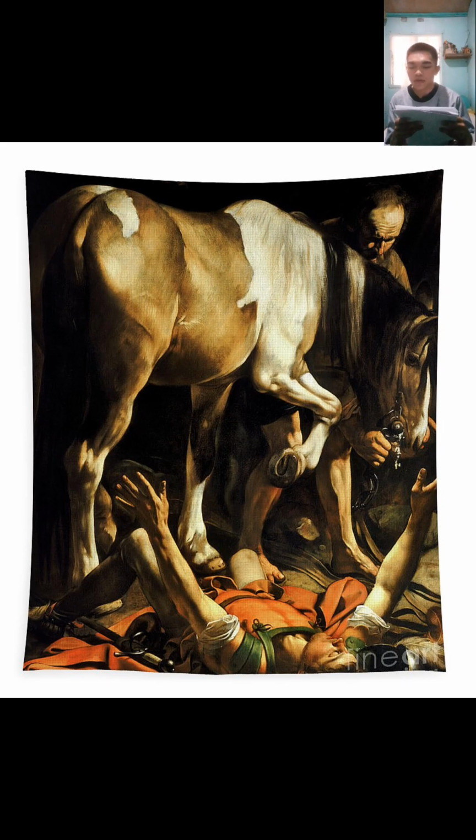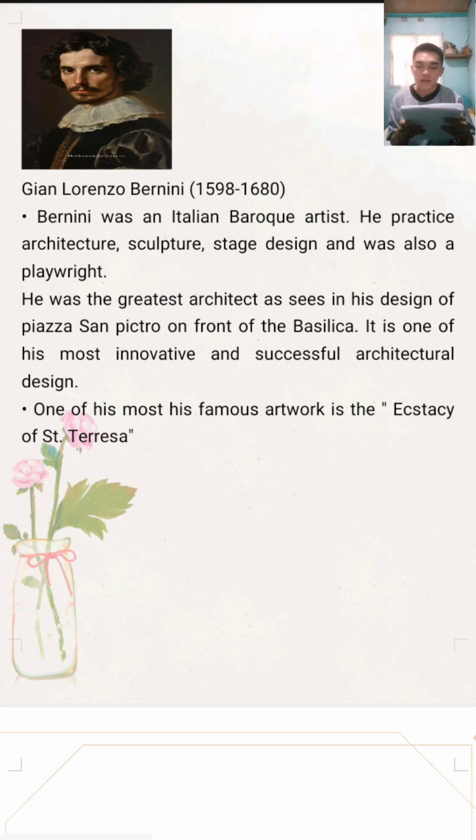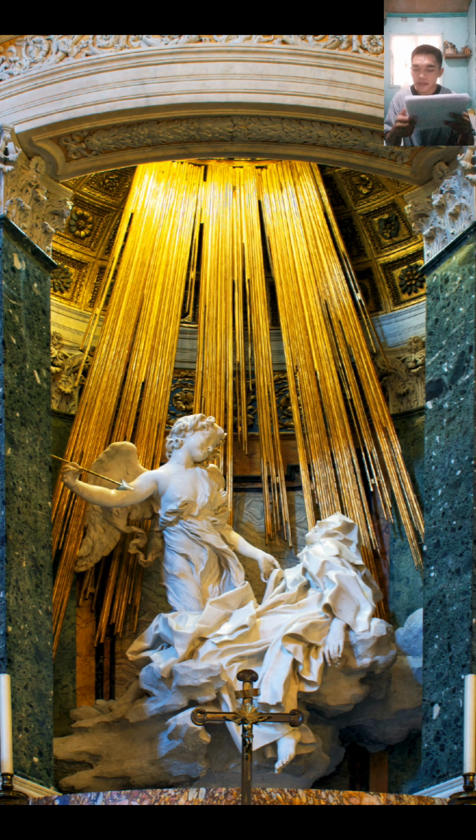Next is Gian Lorenzo Bernini, 1598 to 1680. Bernini was an Italian artist and the first Baroque artist. He practiced architecture, sculpture, painting, and stage design, and was also a playwright. He was the greatest Baroque sculptor and architect, as seen in his design of Piazza San Pietro in front of the Basilica, one of his most innovative and successful architectural designs. One of the famous Baroque artworks is the Ecstasy of Saint Teresa, his greatest achievement.